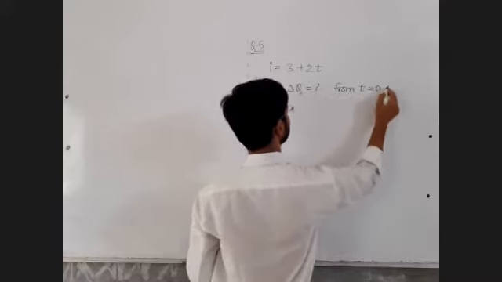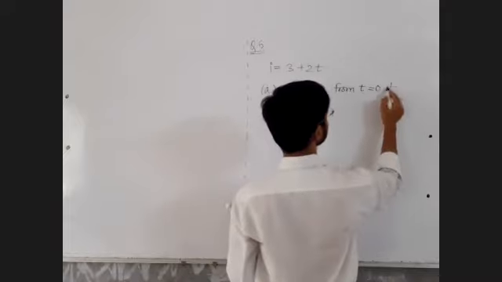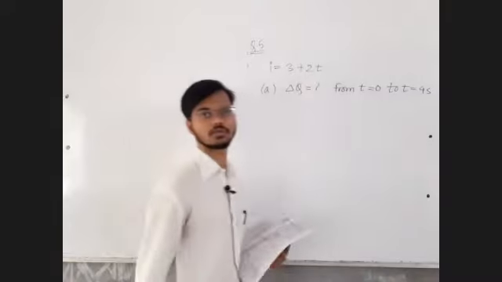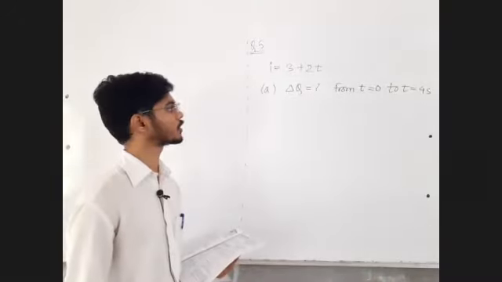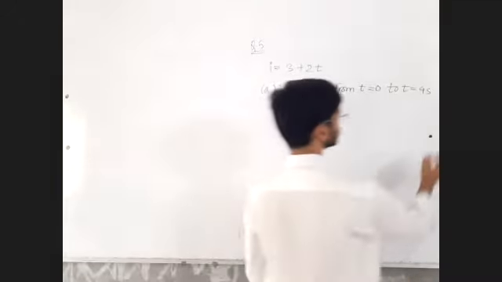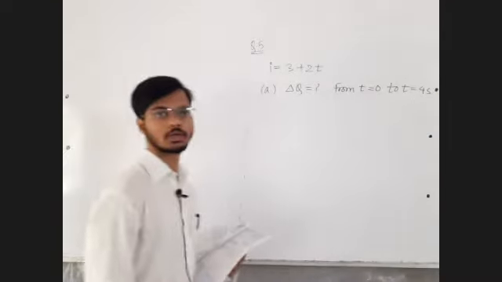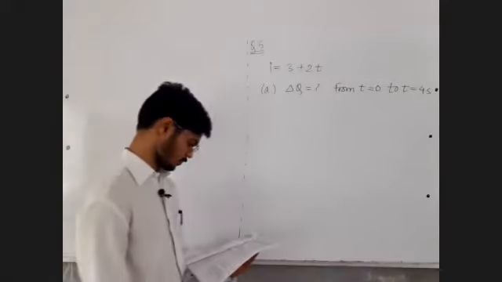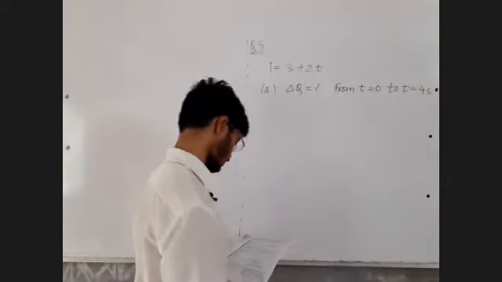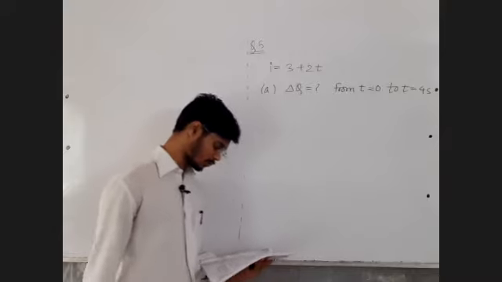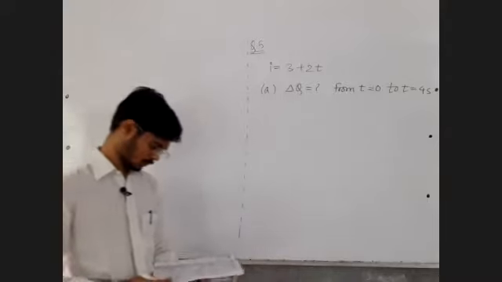t equal to 0 to t equal to 4 seconds. We have to find out the charge flown through any cross section of the wire in the time interval t equal to 0 to t equal to 4 seconds.